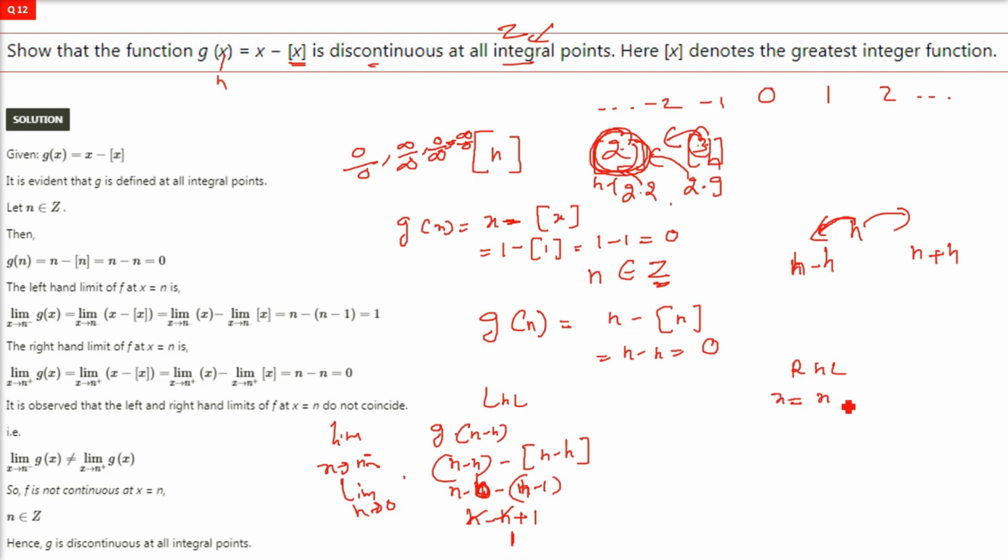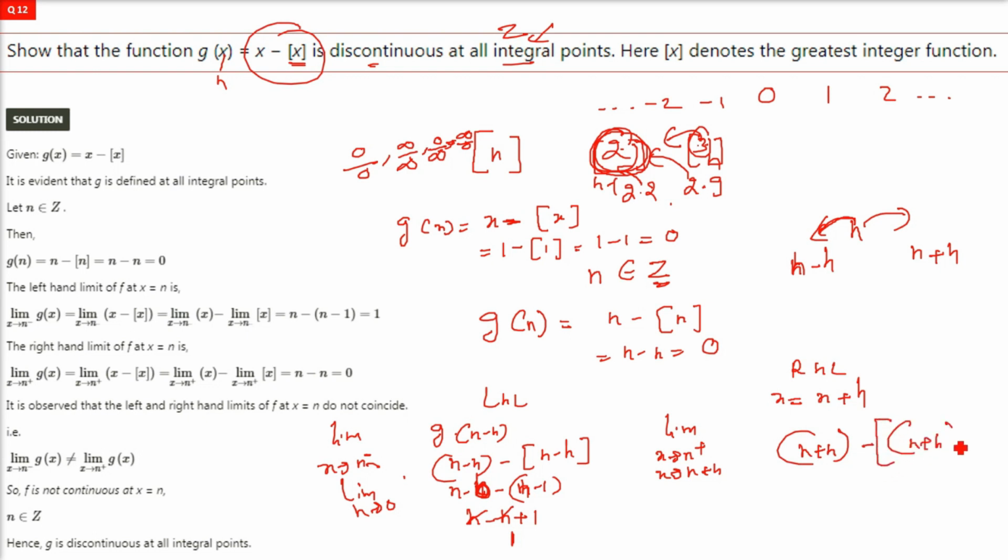x equals n plus h. In place of x, replace it by n plus h. So you have limit x tends to n plus, you can write limit h tends to 0, it's up to you. So this is x minus floor of x. I'll replace x by n plus h. So n plus h minus floor of n plus h.